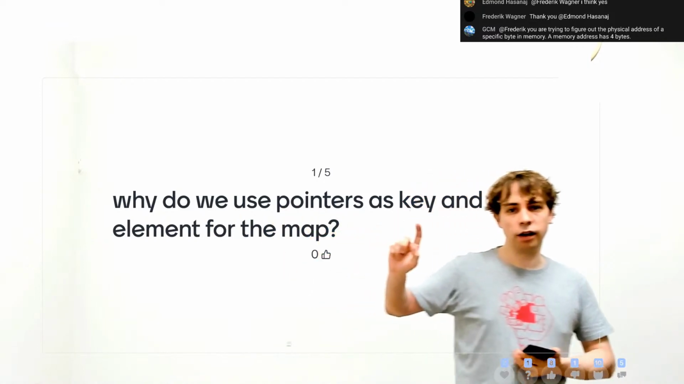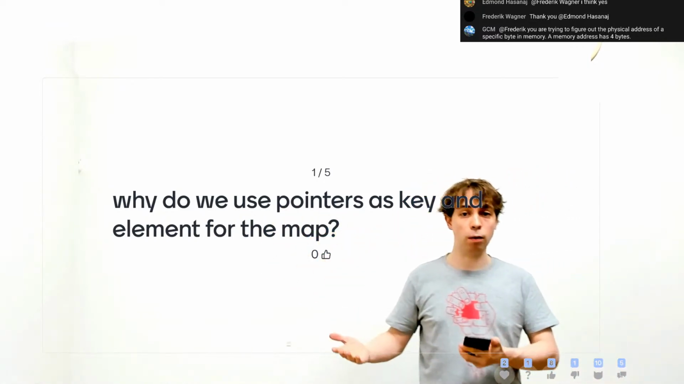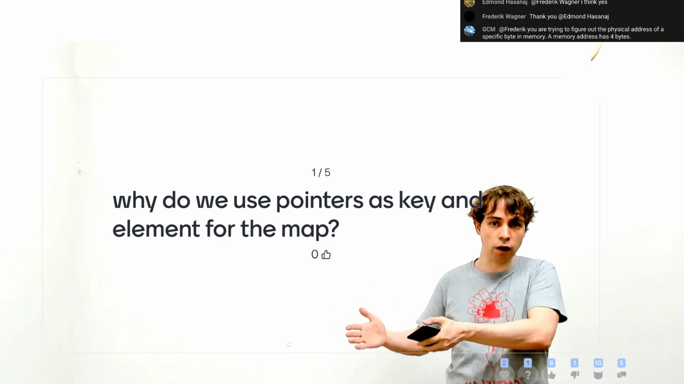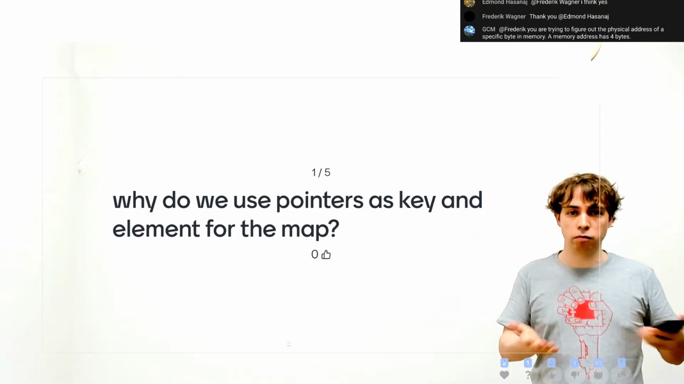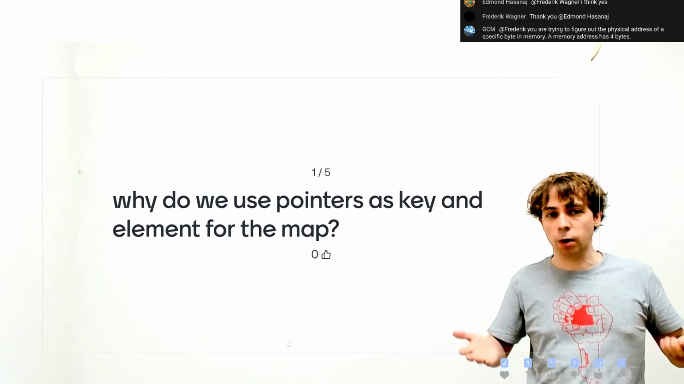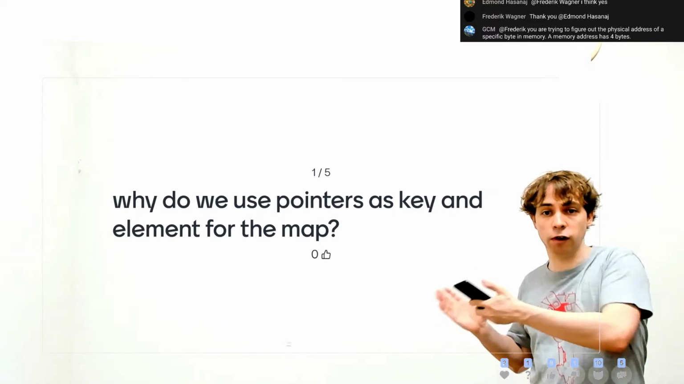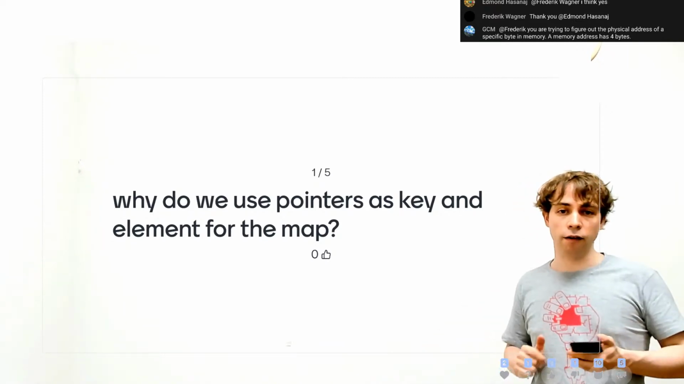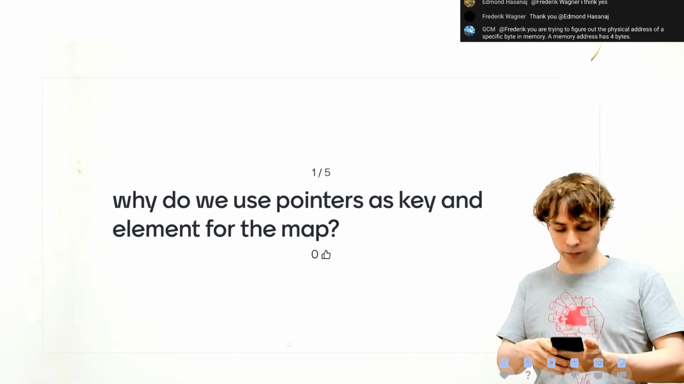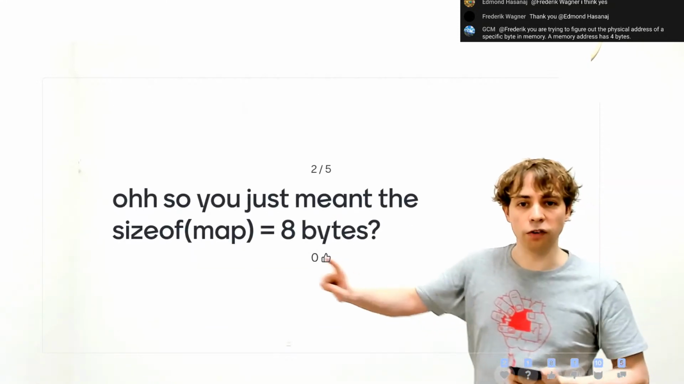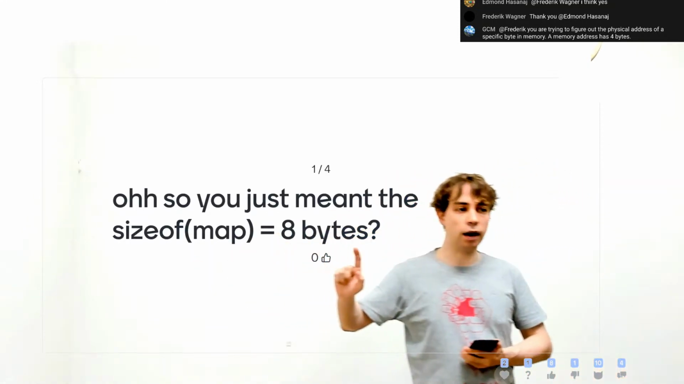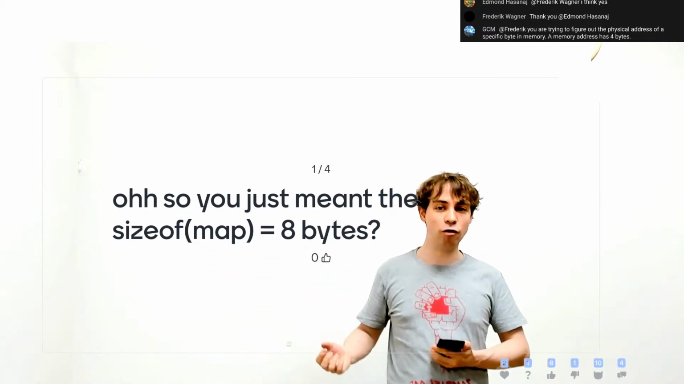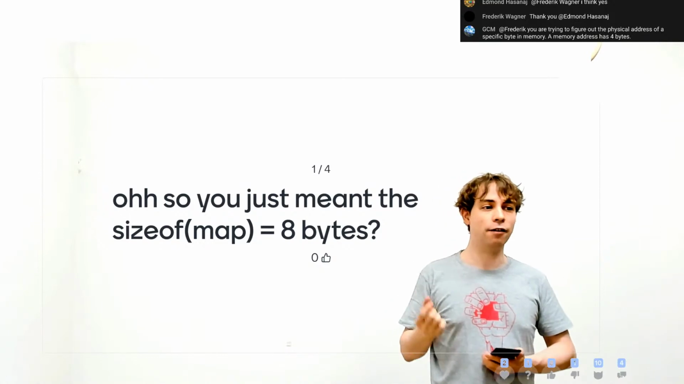Why do we use pointers as key and element for the map? Because we want to map from pointers, from virtual addresses, to physical addresses, which are also pointers, but a different pointer in physical memory versus a pointer in virtual memory. That is why we use pointers as key and as value in the map. So you just meant that the size is not of the map, but of each map entry. Each entry in the map will have 8 bytes.